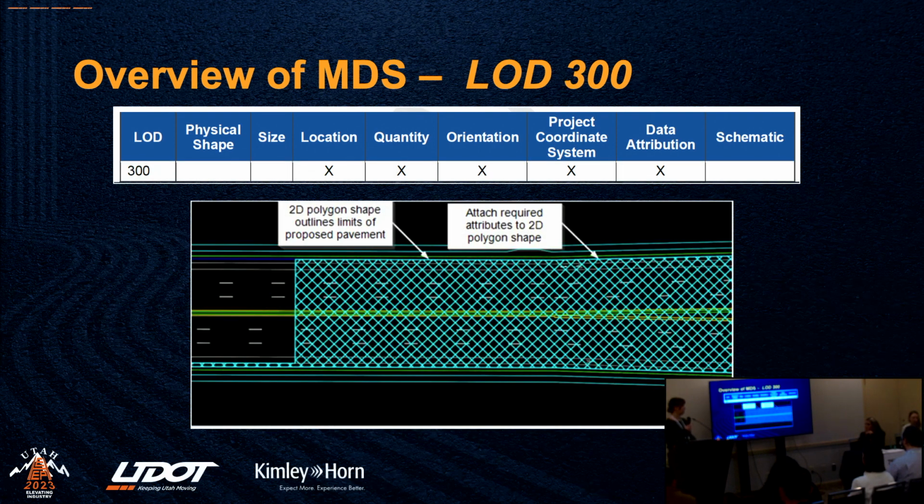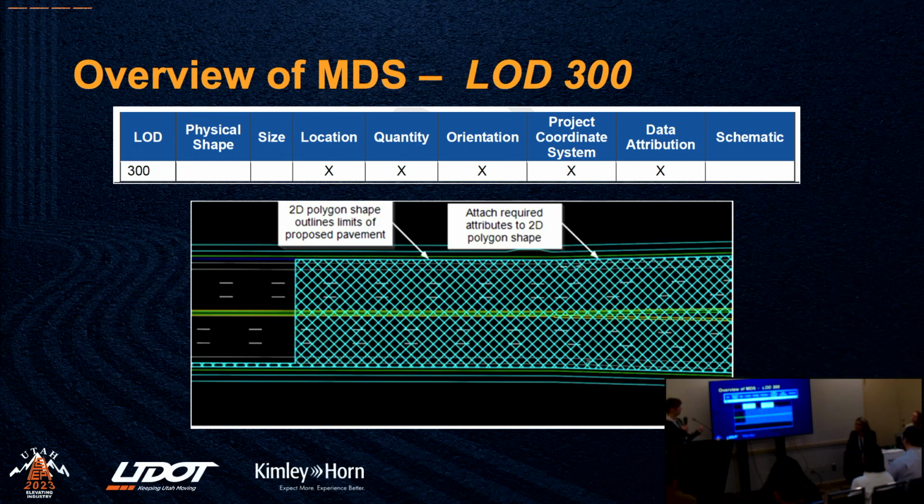So LOD 300 is where we start to get into having some 2D and some 3D information. Right now probably 200 and 300 is where most of our UDOT elements are sitting, of what we've built out so far. 300 still requires some additional notes and dimensions, standard drawings. Not everything that you need can be found in the model. The example we have here is concrete pavement, PCCP.